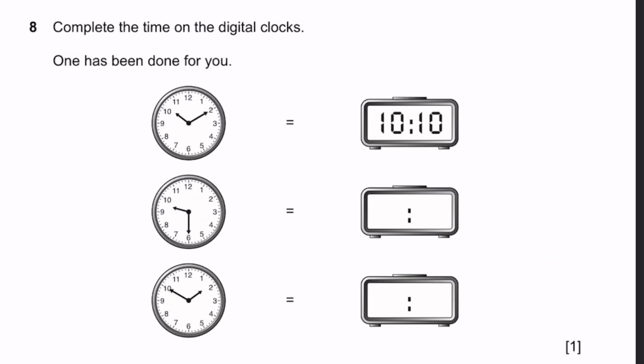Question 8. Complete the time on digital clocks. One has been done for you. Hour hand points to 10 and minute points to 2. So that's 10:10. This is 9 and half. So 9:30.